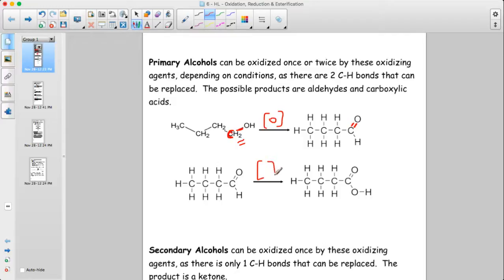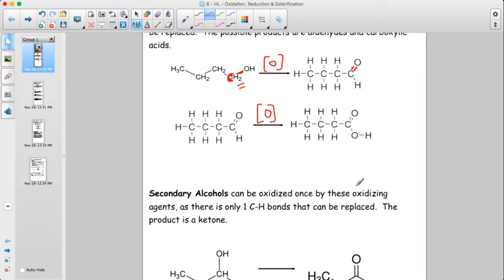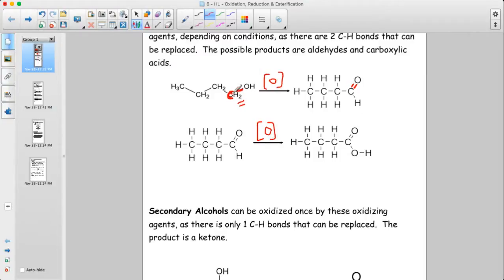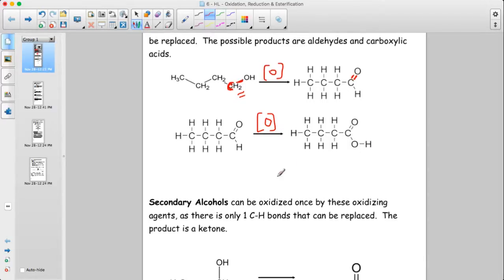So primary alcohols can be oxidized once or twice. If they're oxidized once, they form aldehydes. If they're oxidized twice, they form carboxylic acids. But really, the key thing to remember is just that wherever the oxygen is, the carbon that it's on is still the carbon that's going to have the oxygen afterwards. The rest of the carbon chain is totally unaffected by this reaction, and you just kick off one H at a time and replace it with bonds to oxygen. First, make the double bond, and then you can add this hydroxyl group here.